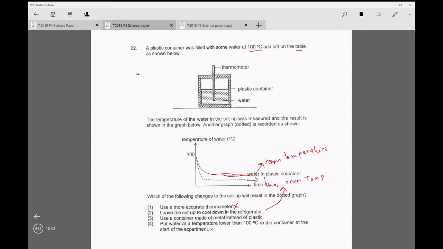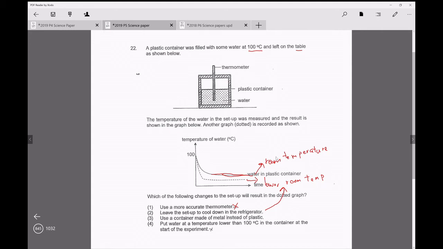The third option says to use a container made of metal instead of plastic. Now, metal is a good conductor of heat. That means it will take away heat from the boiling water faster. So yes, the temperature will drop faster. However, it will not drop to below the current room temperature. Okay, because it's still at the same location.